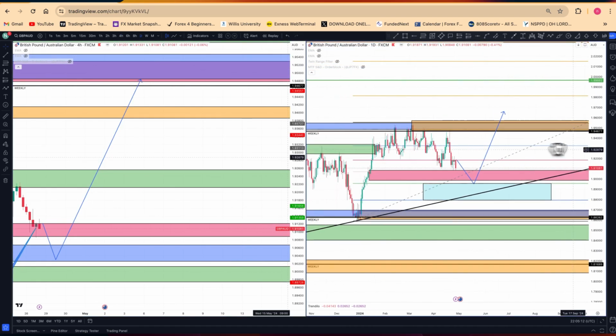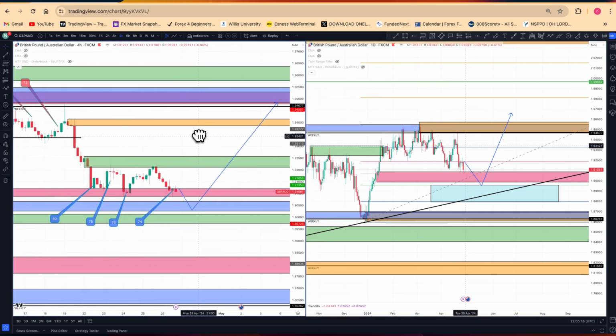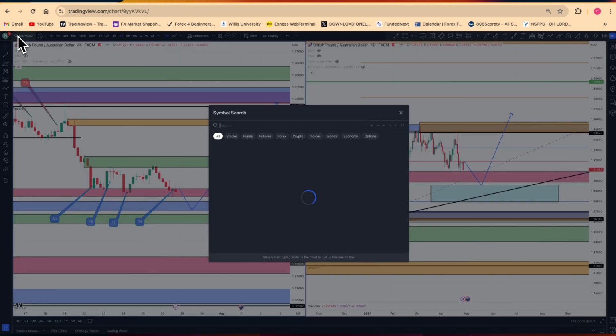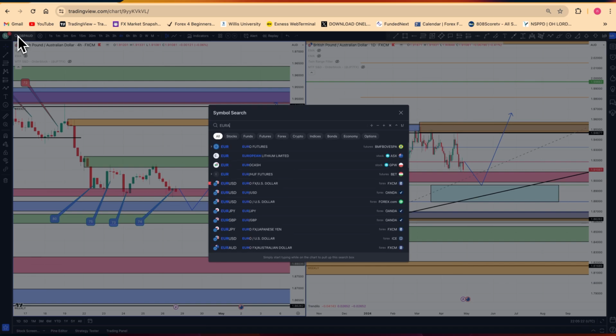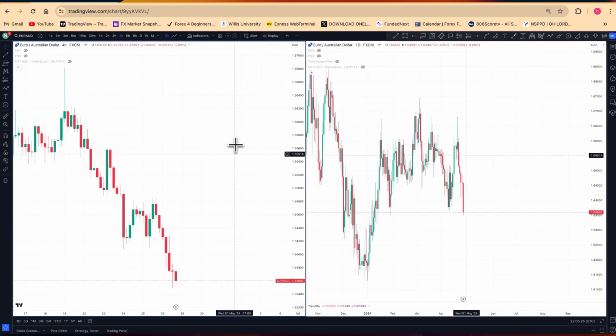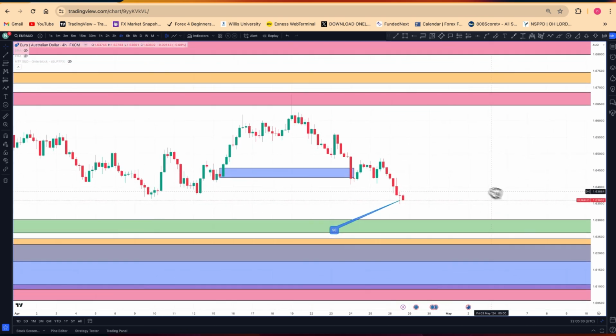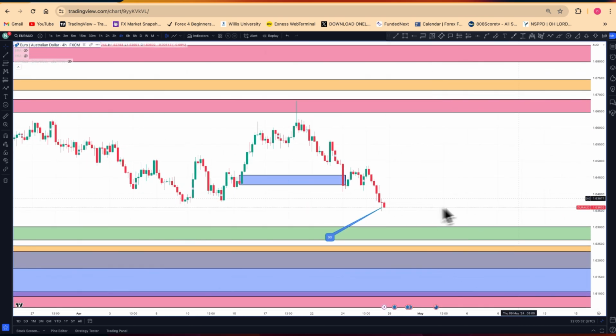And let me do this. I don't trade EURAUD. I like GBPAUD, but let me look at EURAUD in case you guys want to trade it during the week, right? Because this one is almost ready for the upside move.